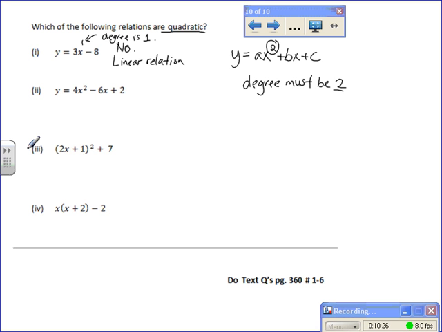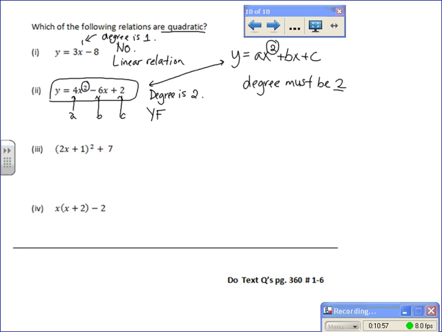The next one, it's already written for me. If I compare this to the standard form, I can see that it's in standard form, and there's my a value, there's my b value, and there's my constant, my y-intercept, my c value. And I can see that there is an x squared present. So the degree, the highest exponent, is 2. So yes, this is a quadratic.